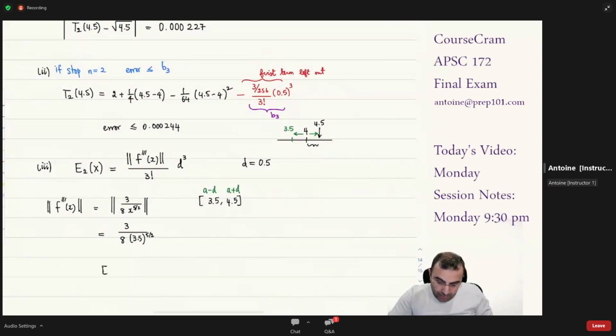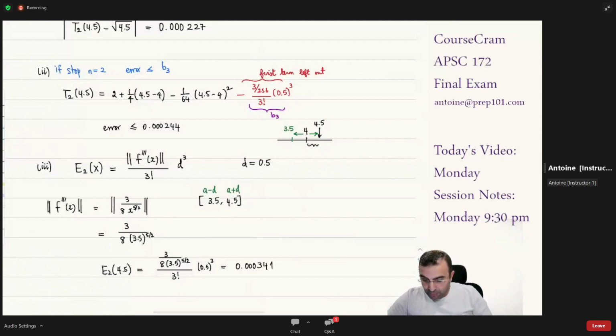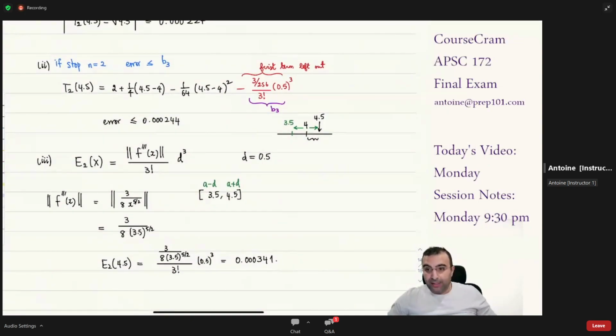Therefore, E2 of x, the error bound at 4.5, is 3 over 8 times 3.5 to the 5 over 2 divided by 3 factorial times 0.5 to the 3, which, if you calculate it carefully, is 0.000341. And you got 3 types of errors.